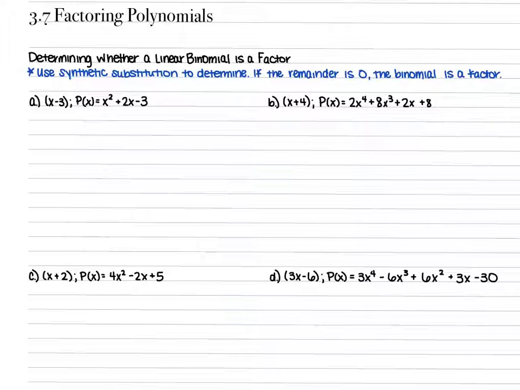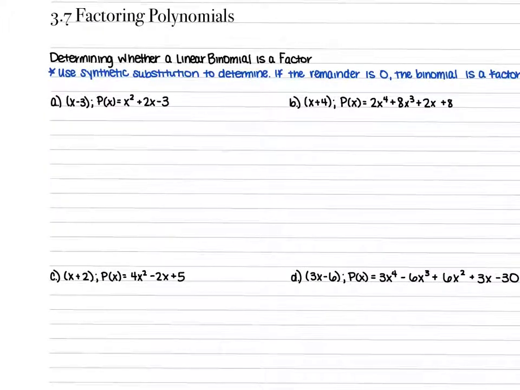So a question like this says, determine whether a linear binomial is a factor. That's where we started. When we are determining whether something is a factor, remember what we're going to do is synthetic division. We work it out, and at the end we look at the remainder. If the remainder is 0, then we go, oh, okay, that is a factor. If it's not 0, then it's not a factor.